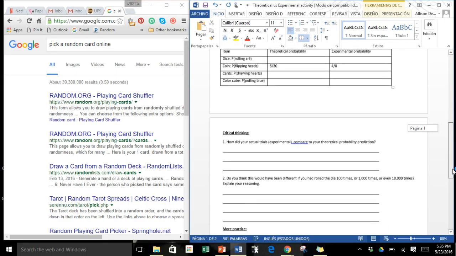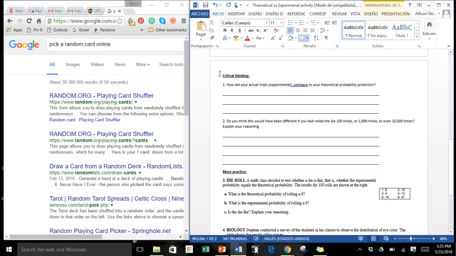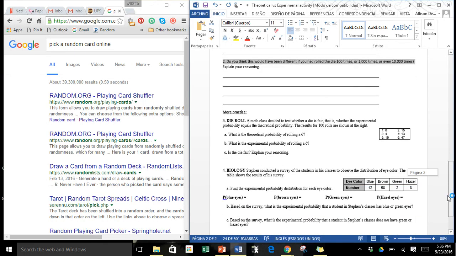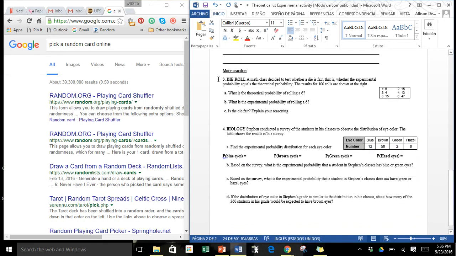After you've done that, then I want you to think about what this means. How did your actual trials compare to your theoretical probability prediction? Do you think this would be different if you had rolled the die 100 times or 1,000 times or even 10,000 times? And then there's some more practice. 2 quick questions using data. Okay? Should be super easy.